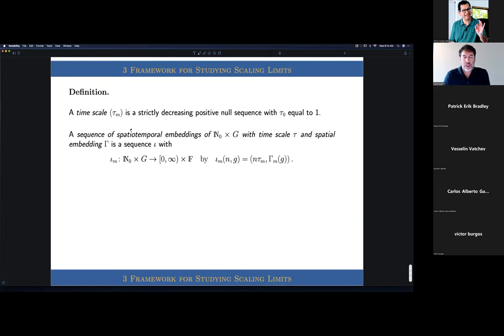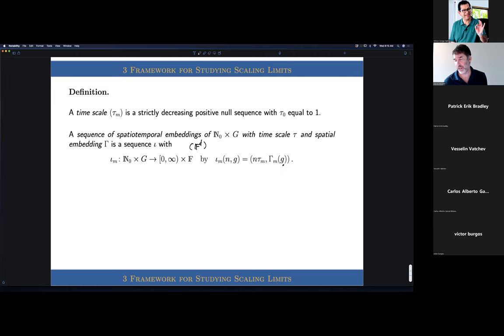So the time scale tau M is a strictly decreasing positive null sequence with tau not equal to 1. And a sequence of spatiotemporal embeddings of N-naught cross G, the natural numbers with 0 cross G, with time scale tau and spatial embedding gamma. This is just a sequence of embeddings, or injections, from N-naught cross G to [0, infinity) cross the field, or R^d, that takes n to n times tau M and g to gamma M of g.